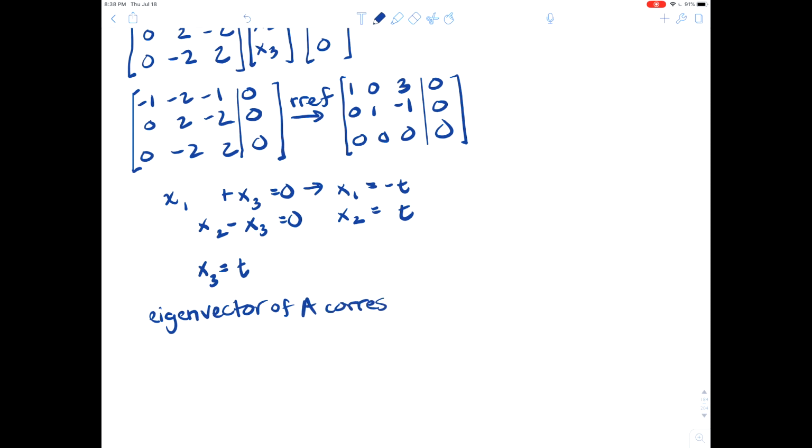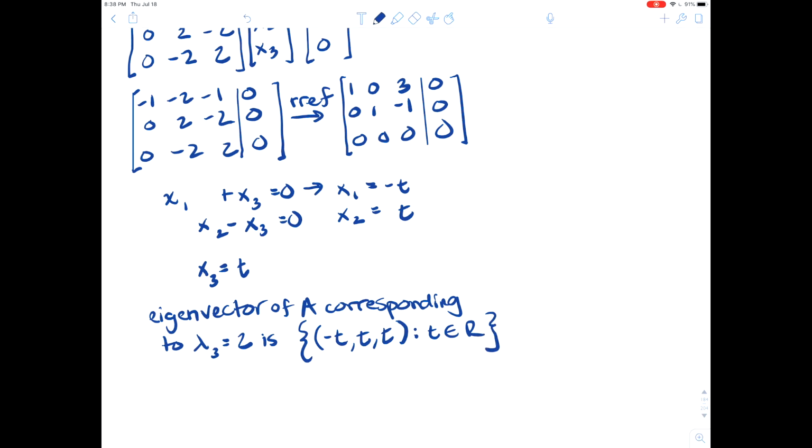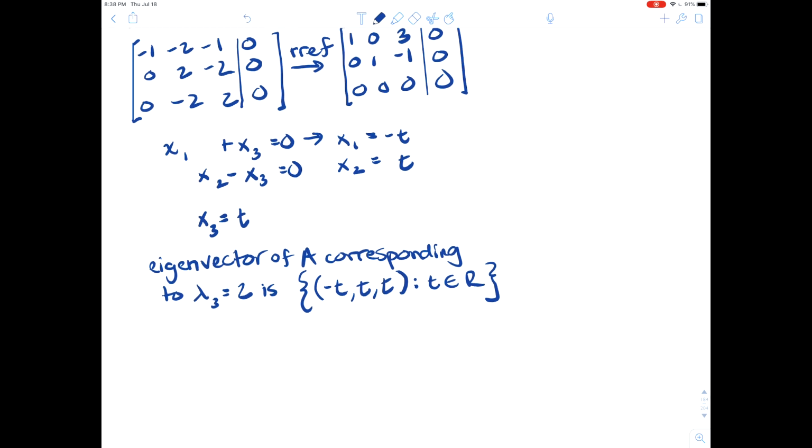So the eigenvector of A corresponding to lambda 3 equal to positive 2 is the vector negative t, t, and t, such that t belongs to the real numbers. And you didn't have to use different variables for the free variables. I just did it to make it look easier for you.